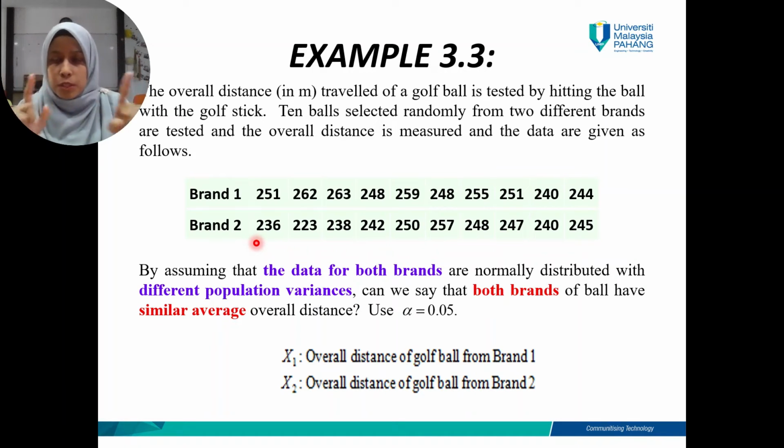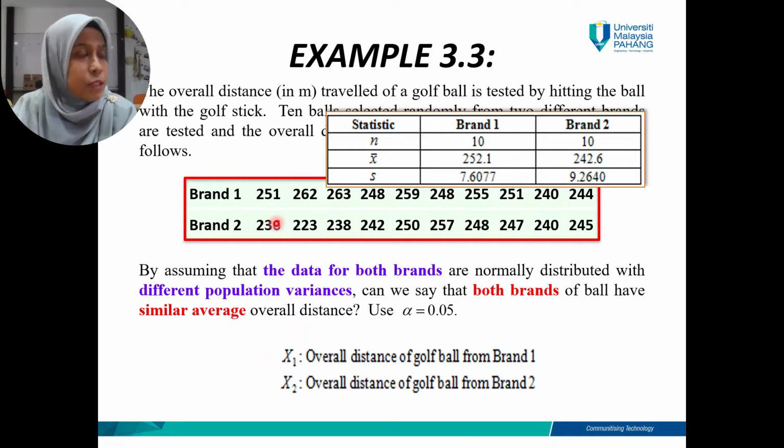Now what else can we get from this question? From the given data sets here, you can easily use your calculator. You can use the statistical function in your calculator to calculate the sample mean and sample standard deviation for both brands. Why don't you just pause this video and try and get all these values?